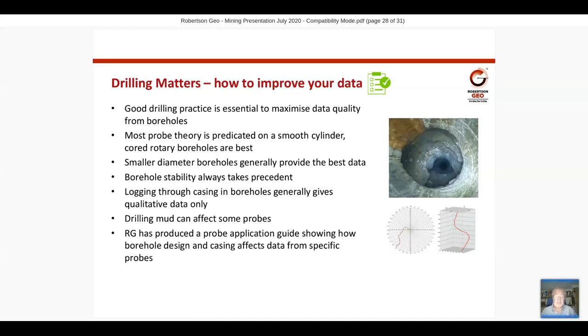So it's always worth discussing, when you're planning a borehole program, with your coring and logging teams what would be the optimum size to give you the best data from that borehole.